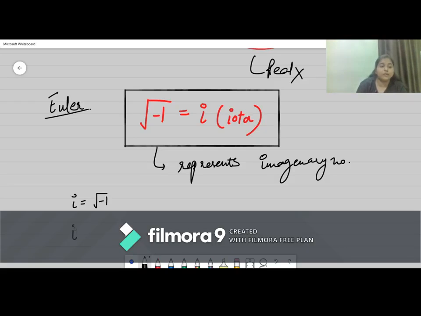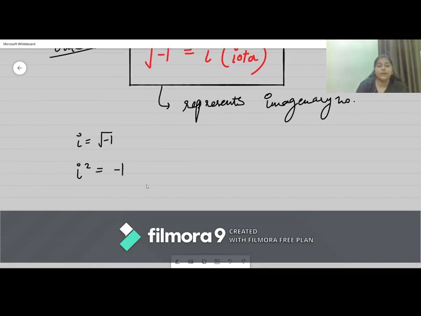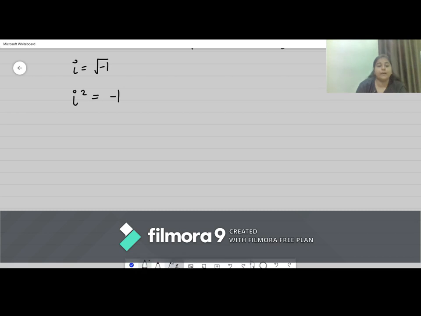So, what will be iota square? Iota square will be equal to minus 1. Subsequently, if we multiply one more iota in it, iota cube, what are we going to get? Iota cube is minus under root minus 1. And iota to the power 4, the fourth power of iota, will give us what? Minus 1 into minus 1, which is equal to 1.